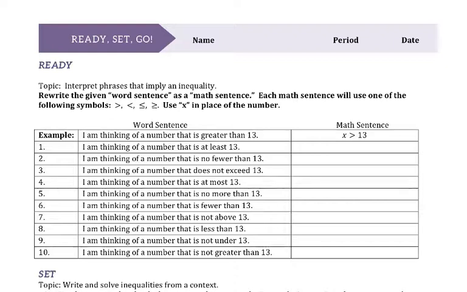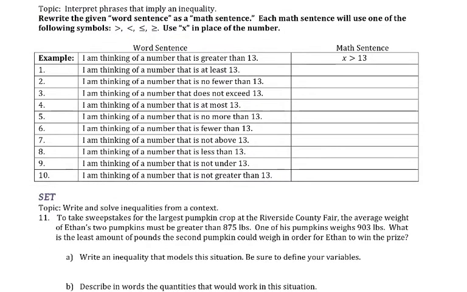Alright, here's the homework for our inequalities, okay? So first, let's interpret the phrases and what the inequality is, okay? So the example, I'm thinking of a number that is greater than 13, would be x is greater than 13. I'm thinking of a number that is at least 13, means that x is going to be greater than or equal to 13, because 13 is the smallest it can be.